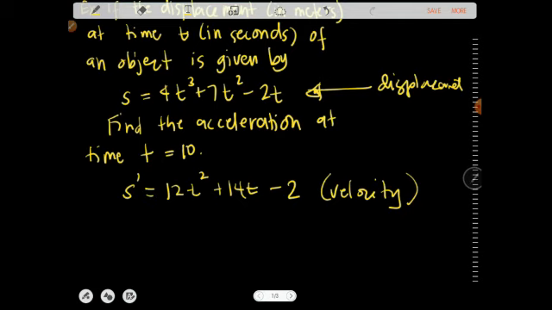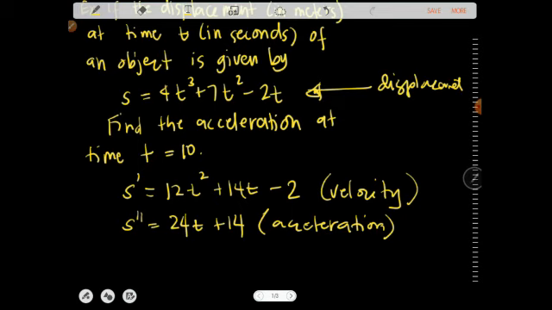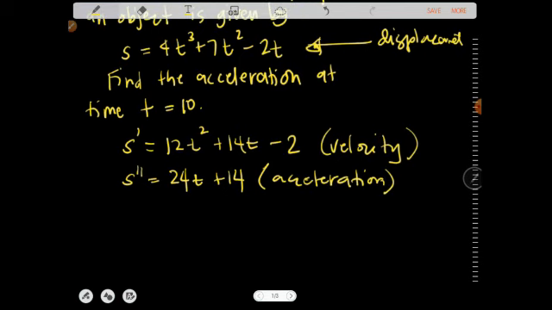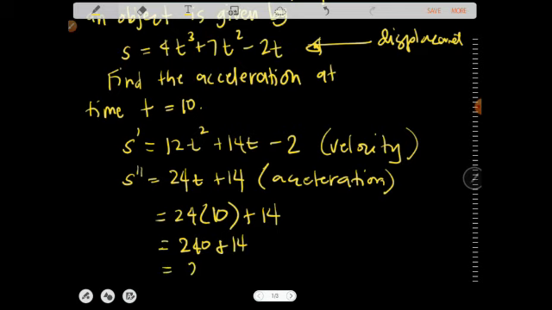So this time, we can solve for the acceleration, or the second derivative, which is equal to 24t plus the constant 14. The negative 2 is eliminated there. So this is now your acceleration. But that is not yet our answer, because the question says find the acceleration at time t is equal to 10. We have the equation, our second derivative, 24t plus 14. Now, you can get the acceleration at time t by replacing the value of t: 24 times 10 plus 14. That is equal to 240 plus 14, which is equal to 254.